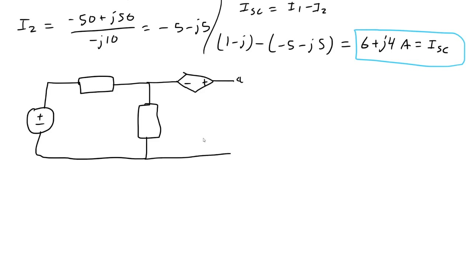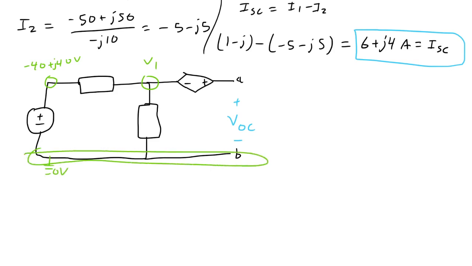Okay. This will be VOC. I'm still going to call this V1. Still call this minus 40 plus 40j volts. This is still going to be ground. Okay. And then this impedance is 10 ohms, this impedance is minus j10 ohms, and this voltage source right here is going to be 5 times Vx, which is the voltage drop across this resistor.